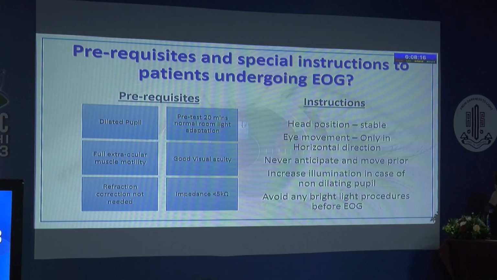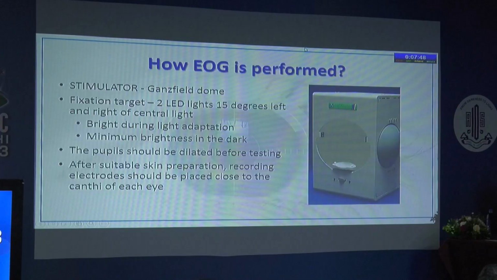So what are the prerequisites and instructions? The prerequisites are a dilated pupil, a pre-test 20 minutes of normal room light adaptation, full extraocular muscle motility, good visual acuity, refraction correction is not needed, and impedance should be less than 5 kilo ohm. The head position should be stable, eye movement only in the horizontal direction, never anticipate and move prior, increase illumination in case of a non-dilating pupil, and avoid any bright light procedure before EOG.